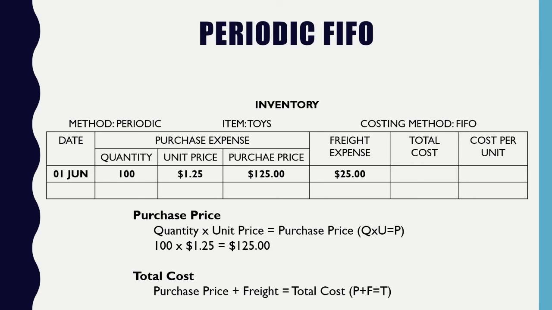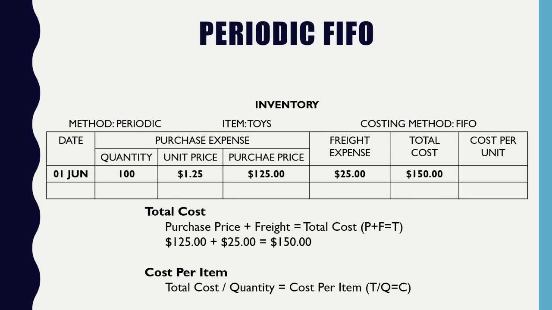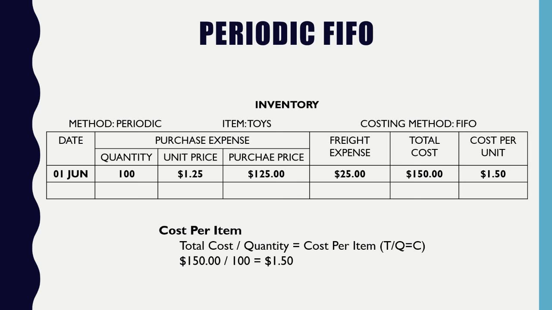All right. So how do you find total cost? The purchase price $125 plus the freight, which is $25, would be $150. That's correct. Now, last thing is how do I find the cost per item? You divide the total cost by the quantity. So $150 divided by 100 gives you $1.50. Yes, so it gives us $1.50 for each item.